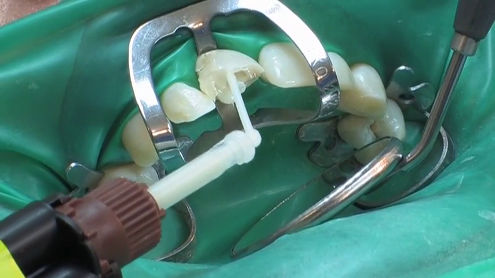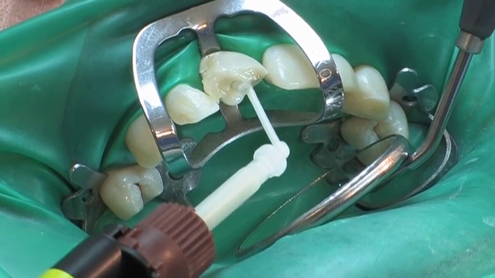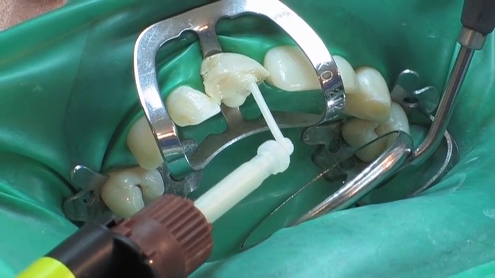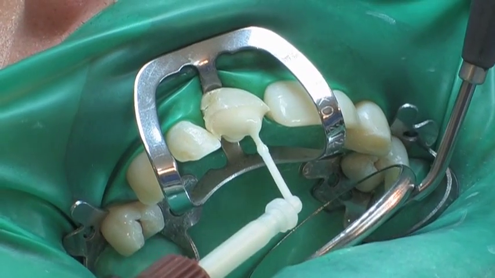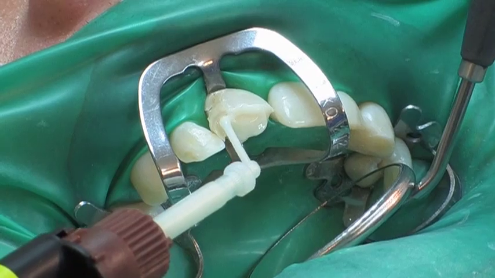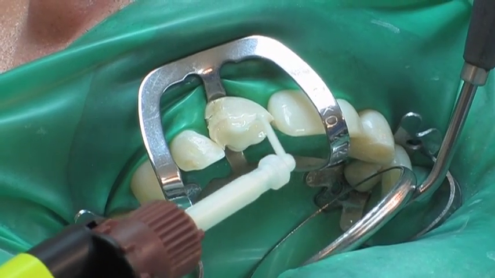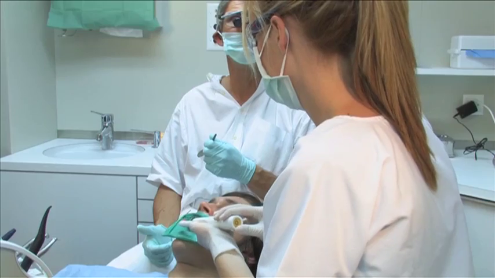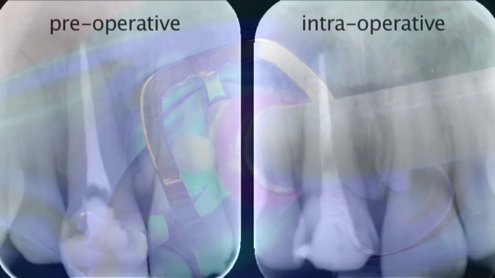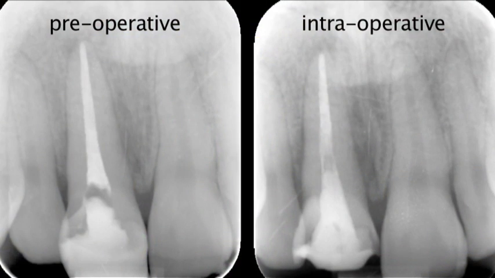Without any further delay, the core buildup can be fabricated. The non-slumping consistency of ParaCore allows for free-hand modeling of the core buildup and direct application onto the prepared tooth structure and retention head of the root canal post. The core buildup is light cured afterwards for 20 seconds per side. An intraoperative radiograph is taken showing the glass fiber post cemented in place.